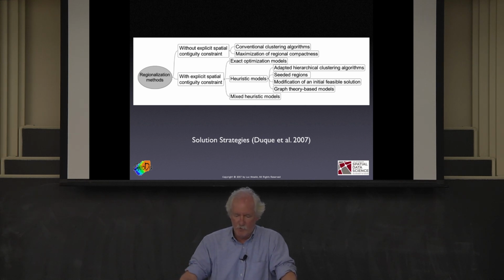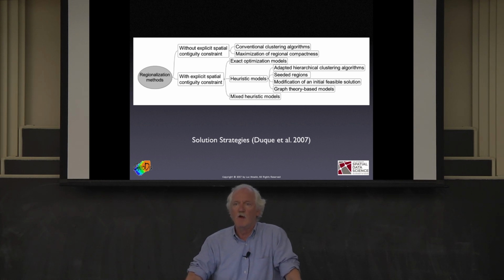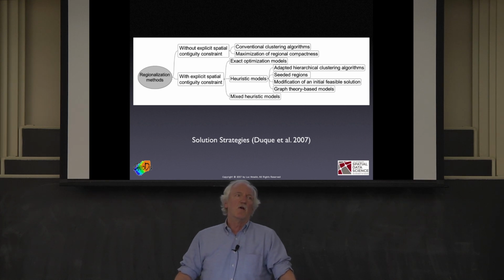Typically, as we'll see in a few minutes, this is done by including the xy coordinates of the units as part of the attributes that are to be maximized. And then the other branch takes the contiguity into account explicitly, and there we have basically different flavors of spatial optimization, where these are all, if you wish, examples of location allocation problems.